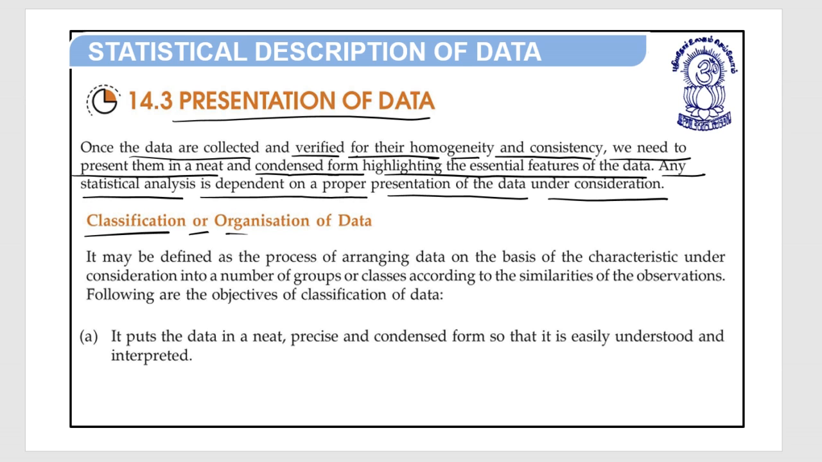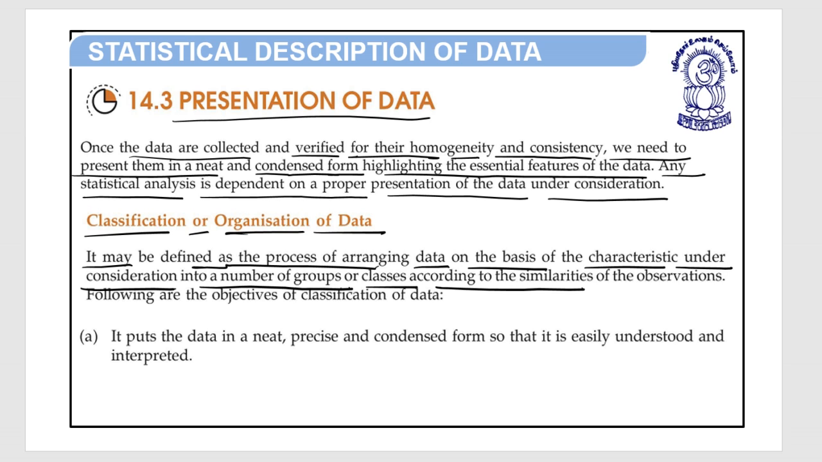Classification or organization of data. It may be defined as the process of arranging data on the basis of the characteristics under consideration into a number of groups or classes according to the similarities of those observations. Following are the objectives of classification of data.